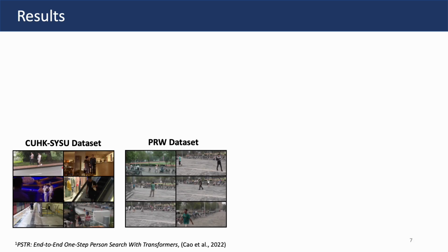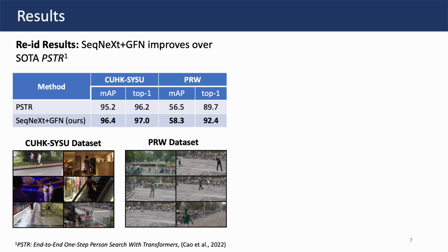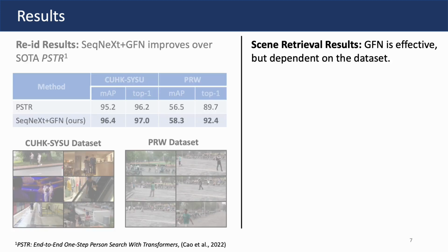We evaluate our model on the two standard person search benchmark datasets, CUHK-SYSU and PRW. For person re-identification performance, the SeqNeXt model combined with GFN score weighting achieves state-of-the-art results on both datasets using the two standard retrieval metrics of mean average precision and top one accuracy.